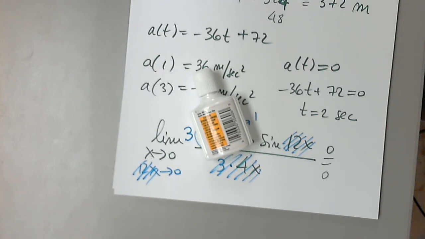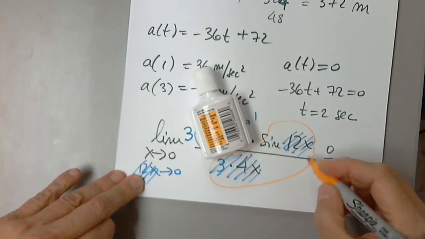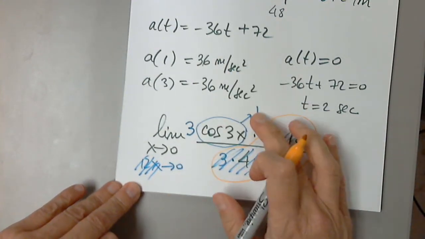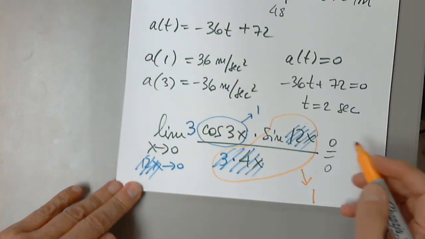So therefore, this approaches what? Yes, this approaches 1, what is left over?